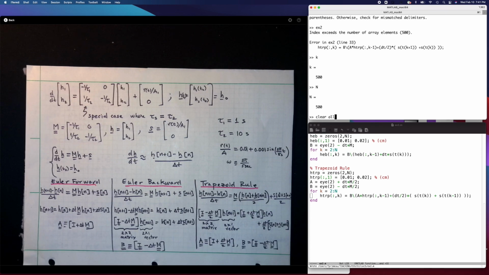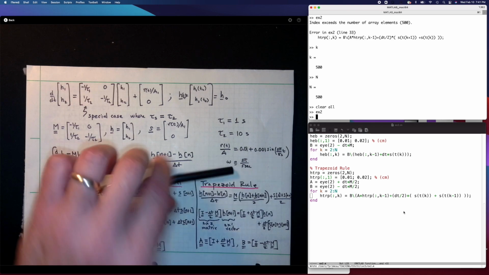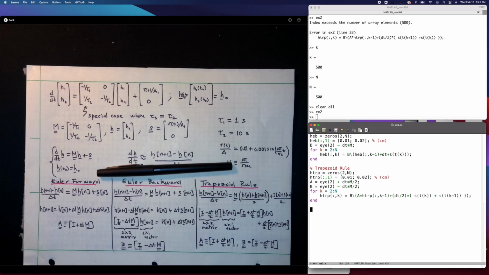Alright, clear all. Example 2. Okay, they all check out. Let's make the plots. Figure 1.